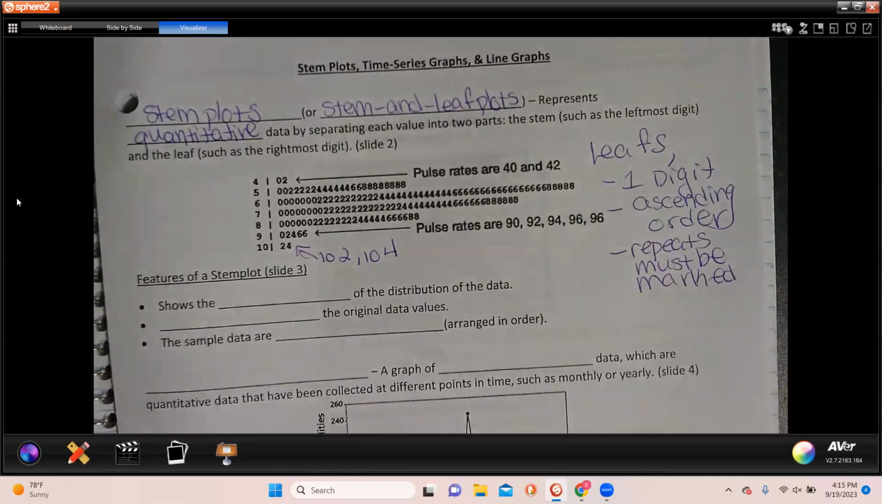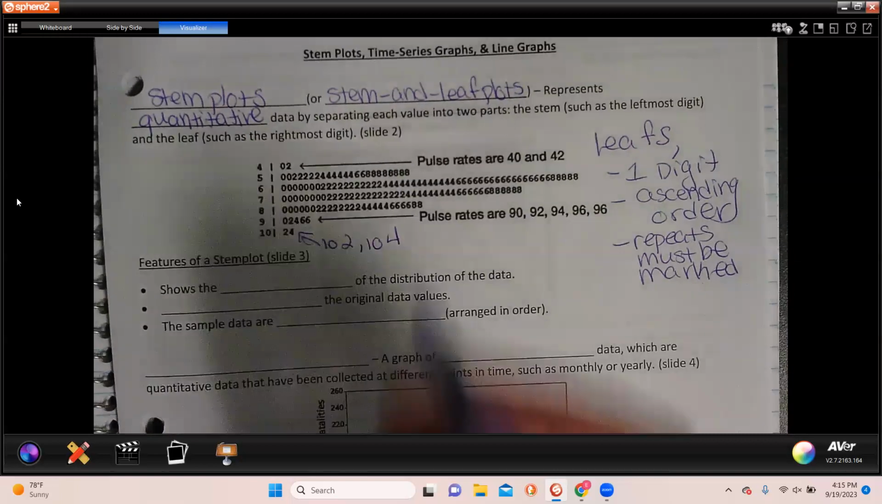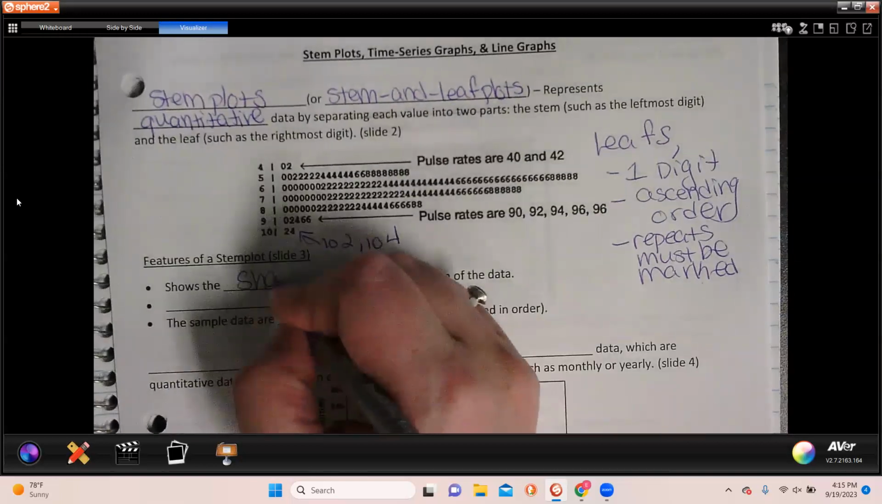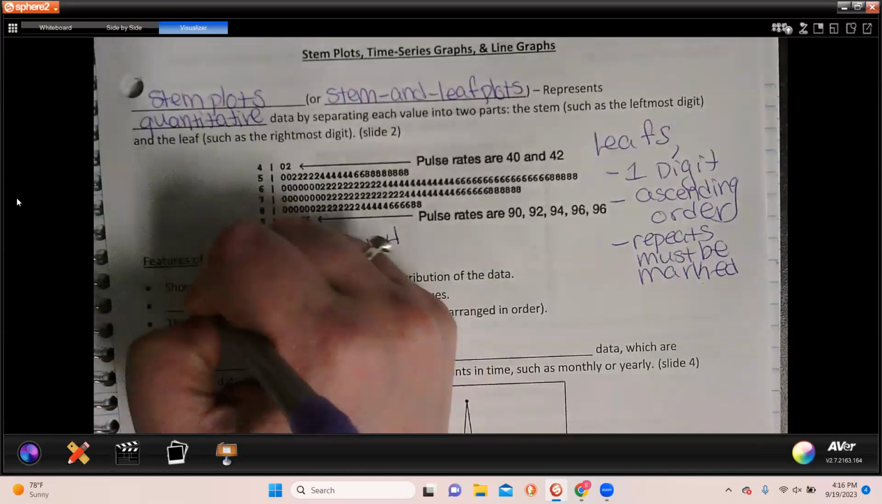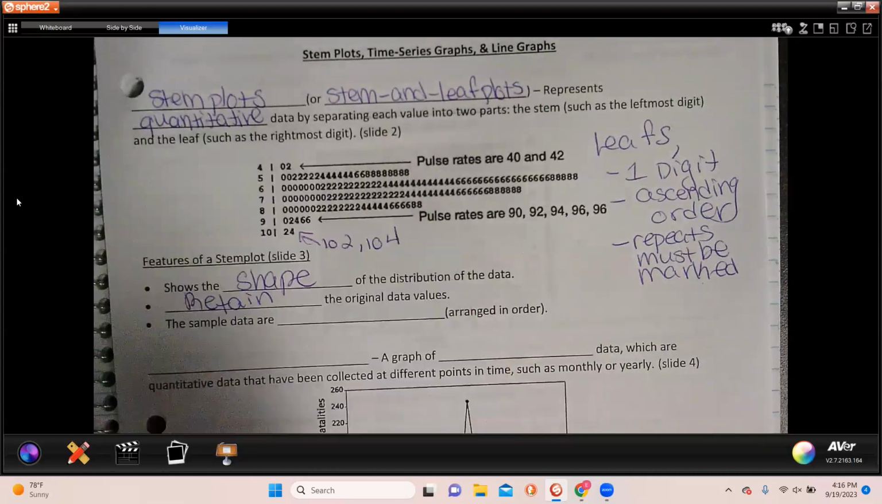All right, stem and leaf plots will show the shape of the distribution of the data. Okay, that's really important because we need things to be pretty symmetrical, and this will make it very obvious if it is or isn't. It will retain the original data values. I can see what the original data was.